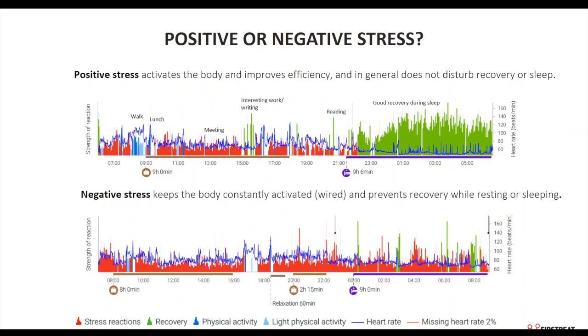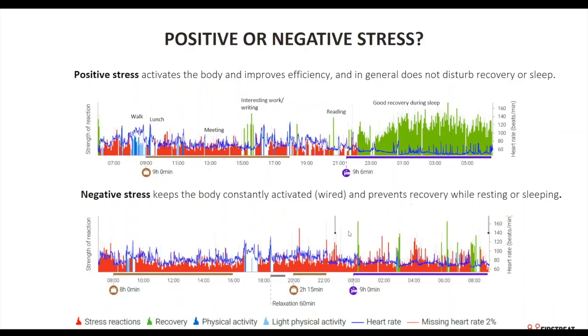But then the thinking is that negative stress, when it's more pressure, hurry, the feelings that we are not too happy about, keeps the body constantly activated or wired. And it prevents recovery even when we go to sleep or are resting. So even when we lay down to rest, nothing happens. The heart rate doesn't slow down. The heart rate variability doesn't increase. We are not able to switch from the sympathetic system to the parasympathetic system.